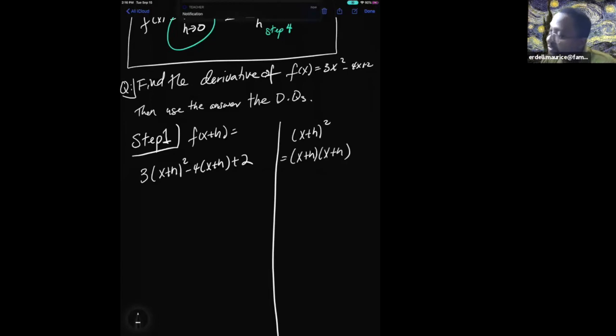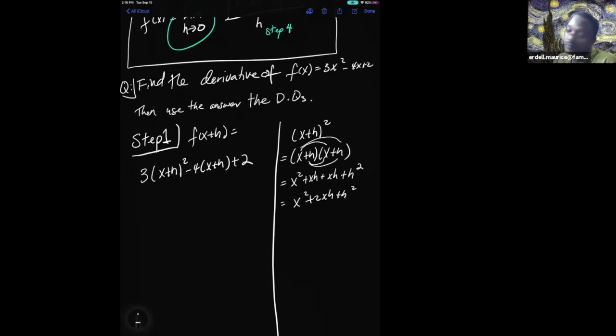I am foiling. X times x is x squared. X times h is xh. H times x is xh. And then h times h is h squared. The two middle terms are like terms. And so that will leave me with x squared plus 2xh plus h squared. Questions there?